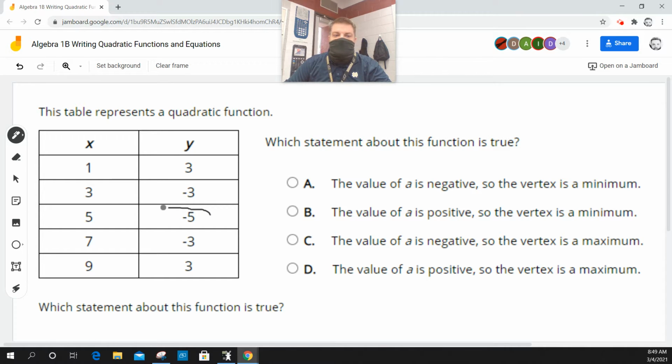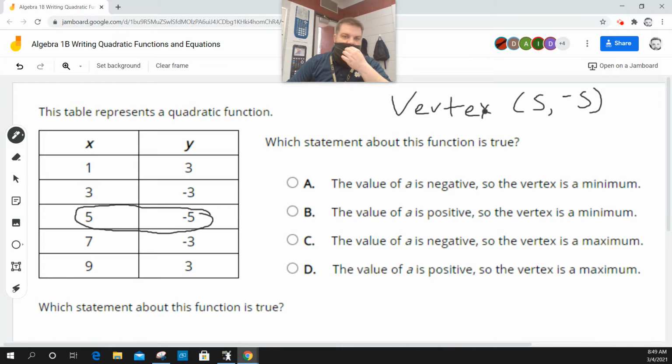So numerically, my vertex goes through the point 5 comma negative 5. How do I know that? Because everything is symmetrical about that numerically, right? What I mean by that is, look at these points here. Over here, I have a negative 3.